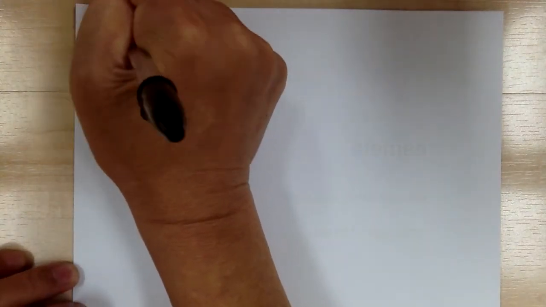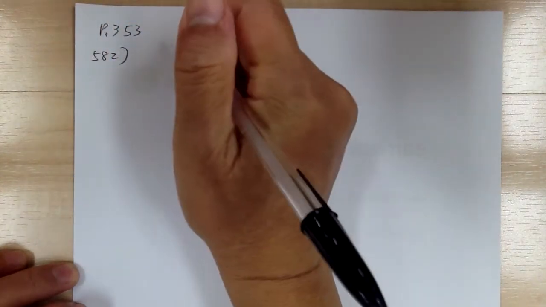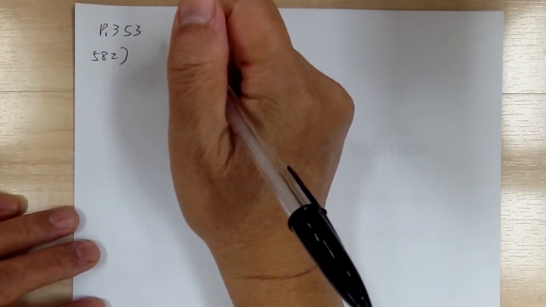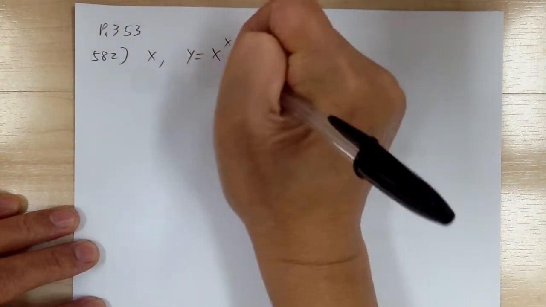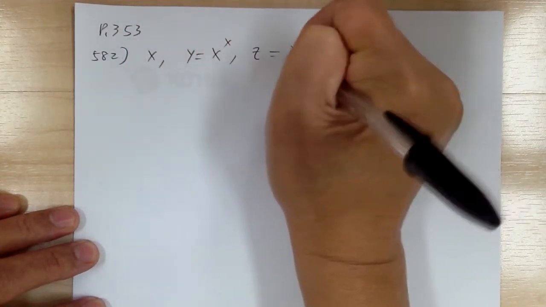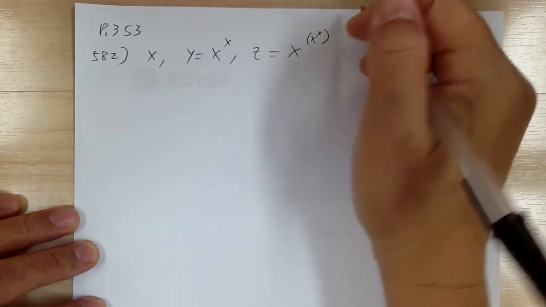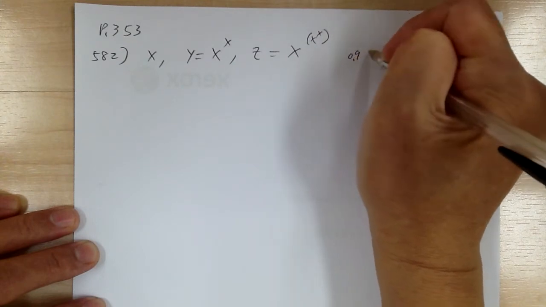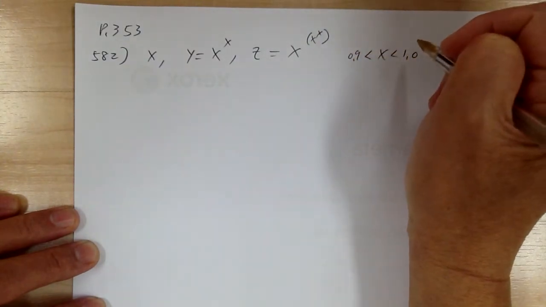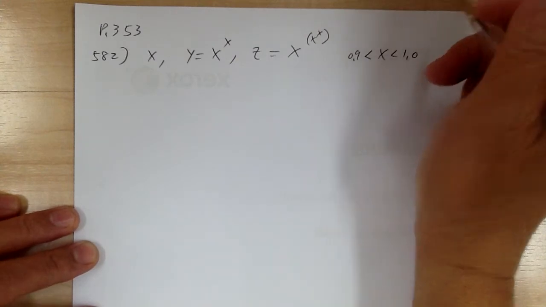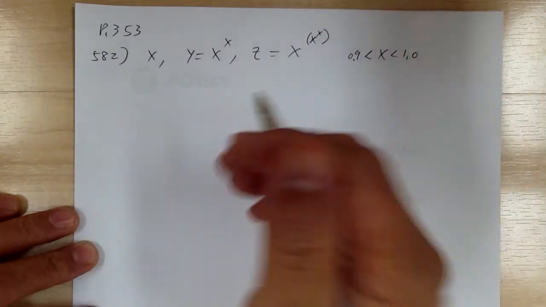Let's go to page 353, and let's do number 582. It says arrange the three numbers x, y equal to x to the x, z equal to x to the x to the x, with 0.9 less than x less than 1.0, in order of increasing magnitude. Okay, so you've got x, y, z, and you want to arrange them in the correct order.